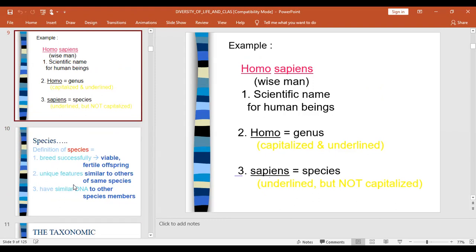It is a group of organisms having common features. It is a group of organisms having common features and can breed to produce fertile offspring. That is very good. When you're talking about species, they are organisms with similar characters that can breed. Actually, the breeding should result in viable or fertile offspring.